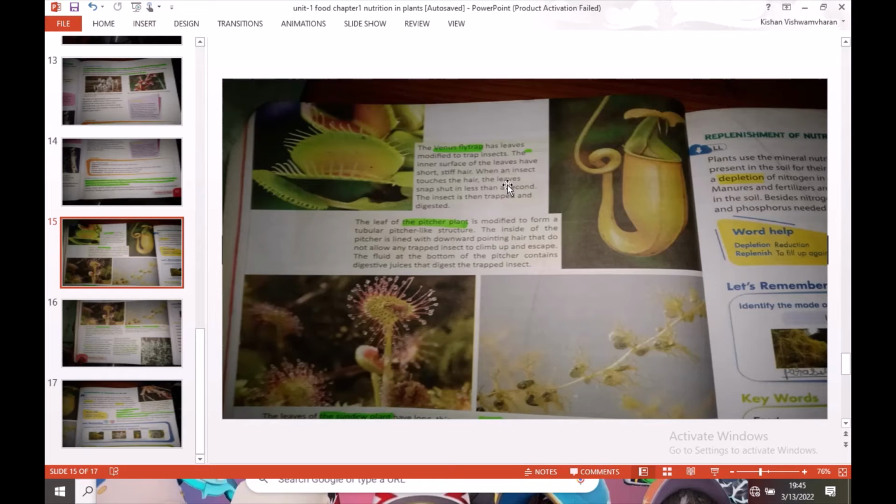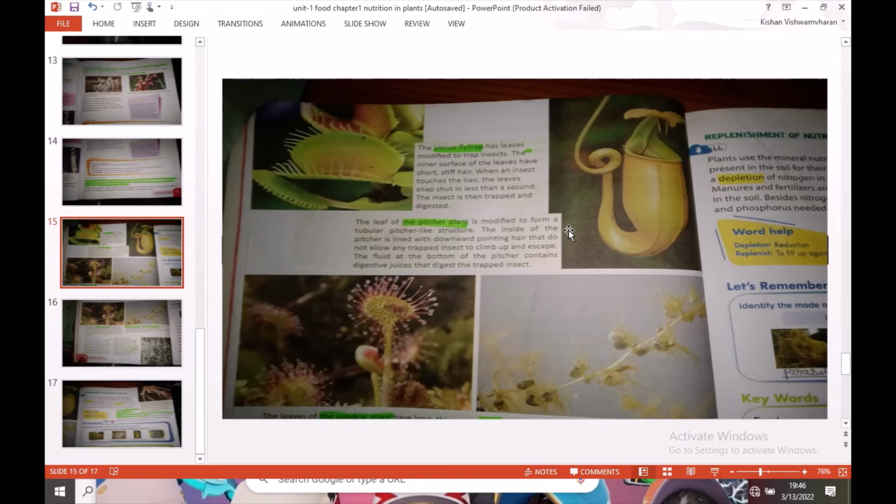Next, it has a digestive juice also to digest the insects. And the Venus flytrap is modified just like a teeth trap. When we step on that, it will just trap us. The Venus flytrap has leaves like that, so that when an insect comes and sits on it, it suddenly closes in a few seconds.